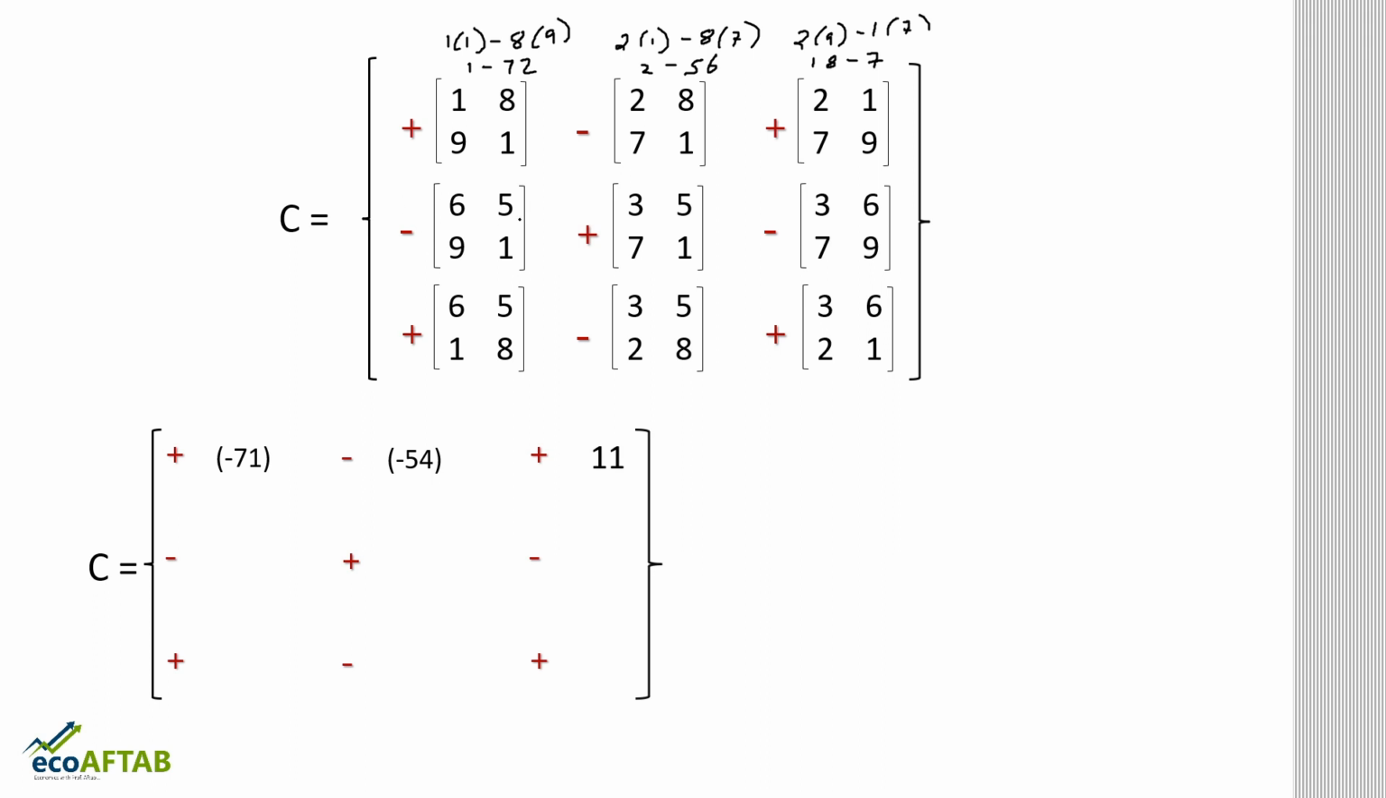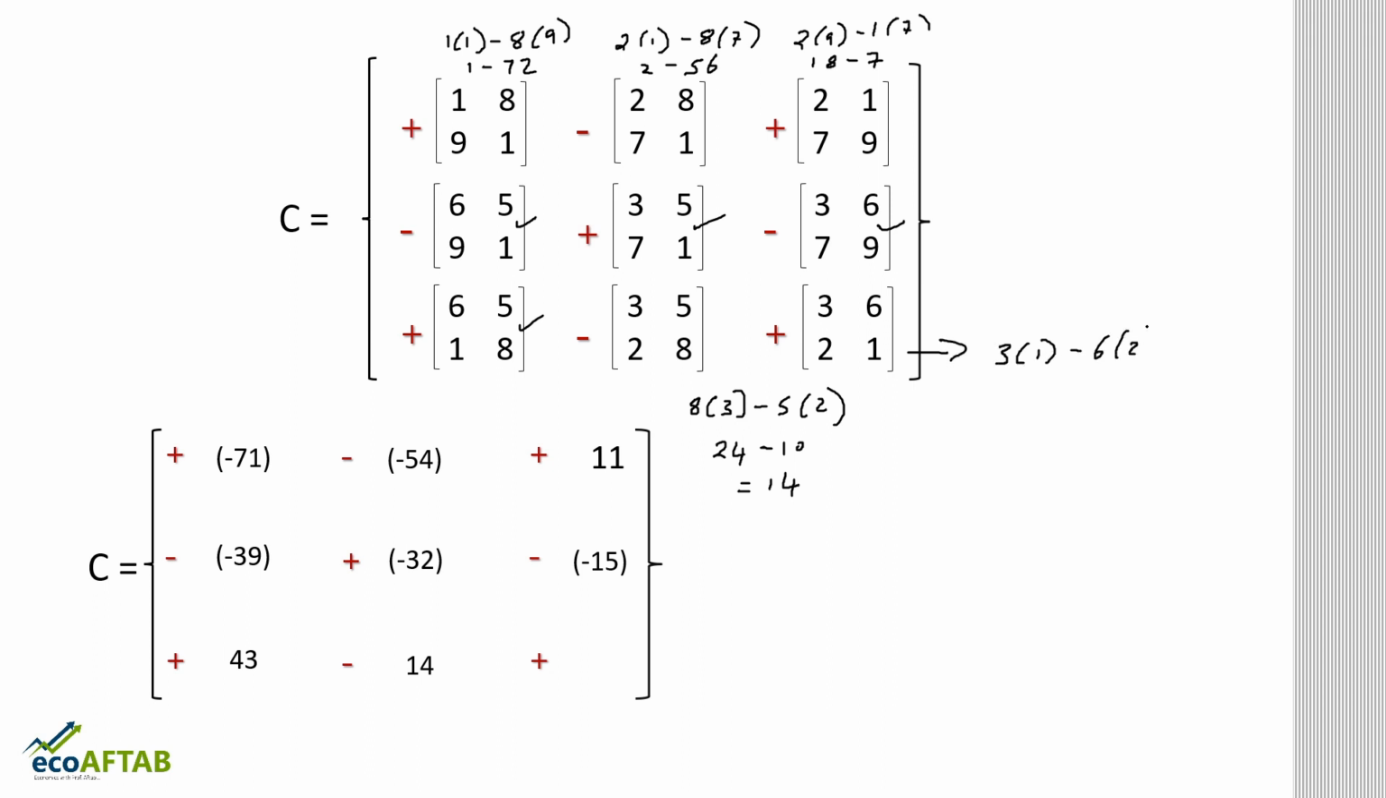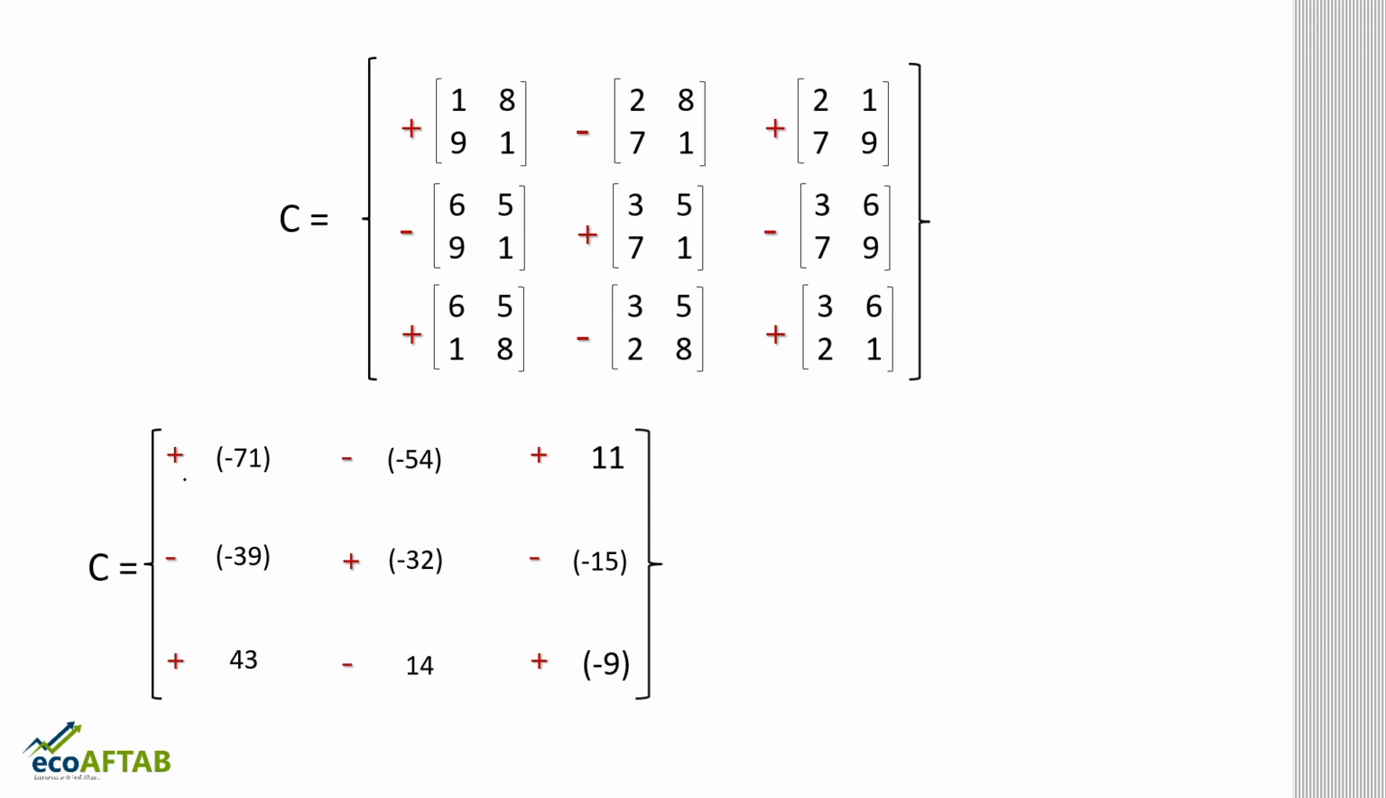Similarly, when I solve for this particular minor, I get minus 39. For this, I get minus 32, and for this, I get minus 15. For this minor, I get 43 as a value, and one more I will solve and show it to you. This is 8 multiplied by 3 minus 5 multiplied by 2. So 8 multiplied by 3 is 24 minus 10. So this is 14. And similarly, with regard to this, 3 into 1 minus 6 into 2. So 3 minus 12, this is going to give me minus 9. So this is how we have calculated the values of all the minors. And now, the next part is I need to sort out this.